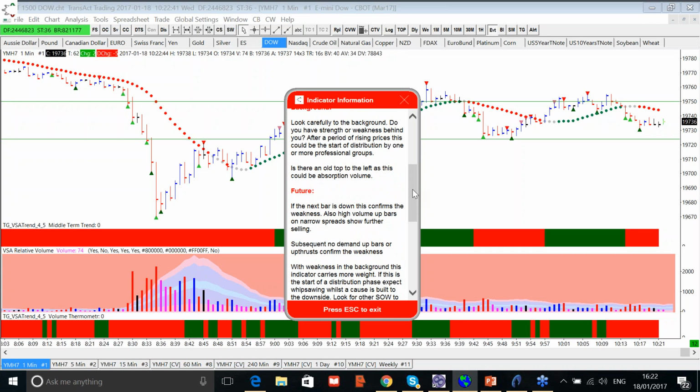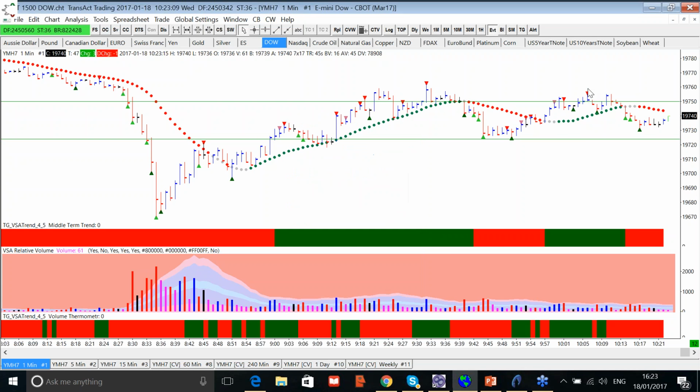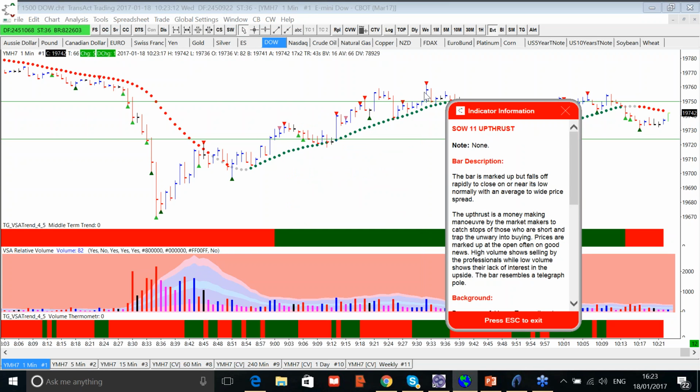Now, this is for you, Gary. You asked the question. Read the dialog box. Very clear. If the next bar is down, which means closing lower than the close of the previous bar, this confirms the weakness. Also, high volume up bars on narrow spreads show further weakness and selling. That's where I took my trade. A high volume up bar, narrow spread, closing on the low into a previous area of supply.